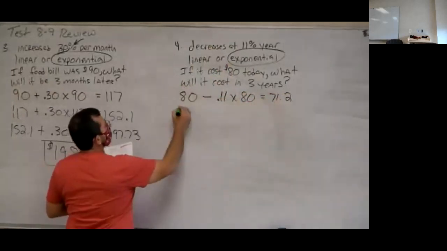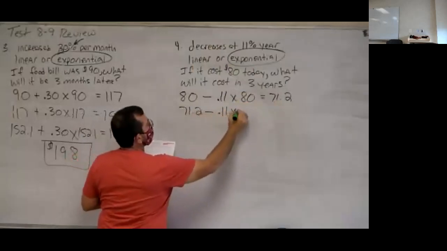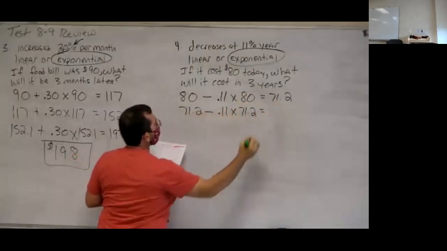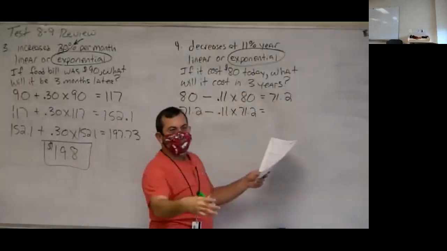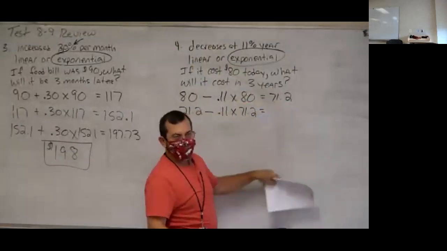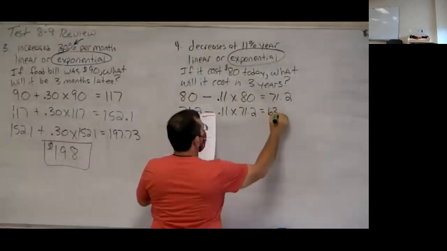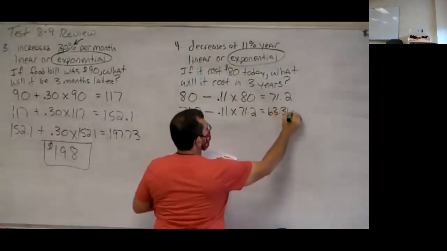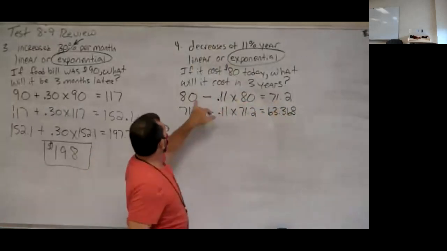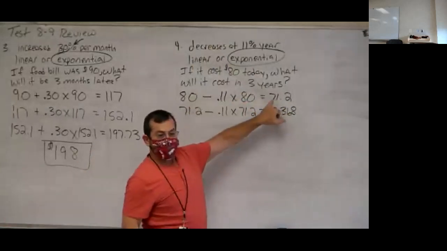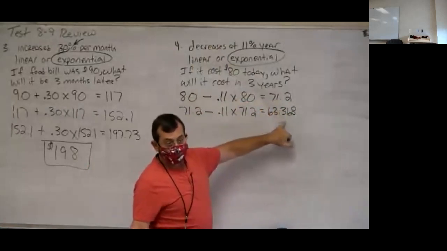Then you're gonna start with 71.2 and subtract 11% of it. That one, I got even crazier, but I usually keep all my decimals, Kathy, till I get to the end, and then I start rounding them. When I did this one, I got a big decimal, 63.368. So basically, it started at 80, went to 71 on the first year. From 71, it went to 63 on the second year.